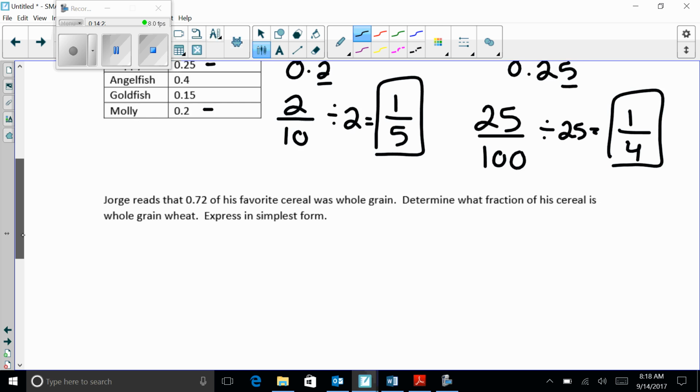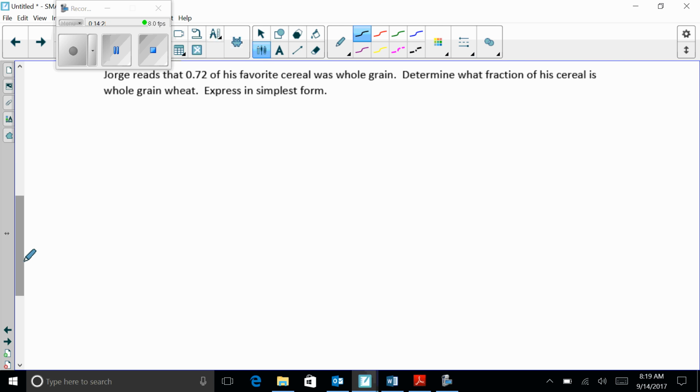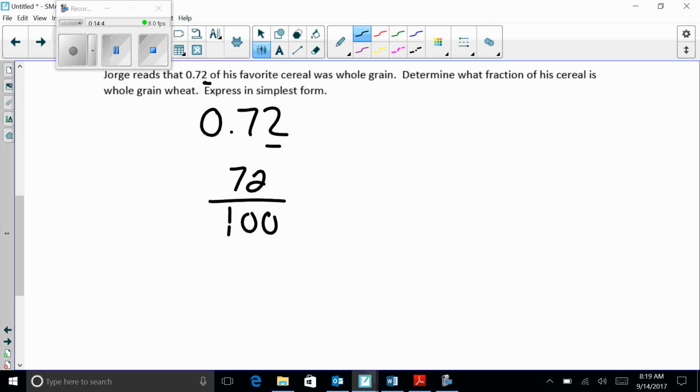Okay, our last example here, it says Jorge reads that 0.72 of his favorite cereal was whole grain. Determine what fraction of the cereal is whole grain wheat expressed in simplest form. So if I look, this 2 is in the hundredths place. So I know that my denominator is going to be 100. And following the pattern of what we've previously done, my 72 goes on top.